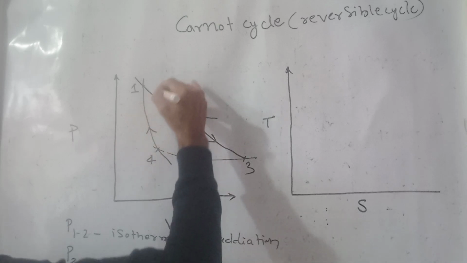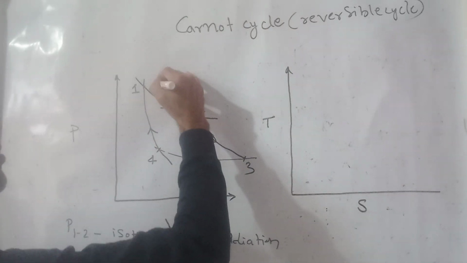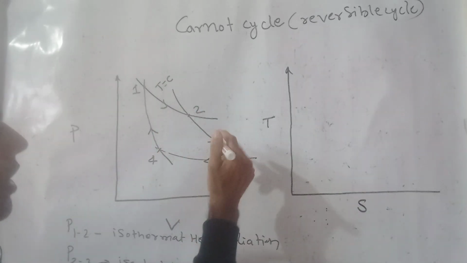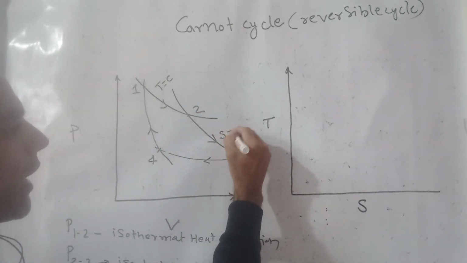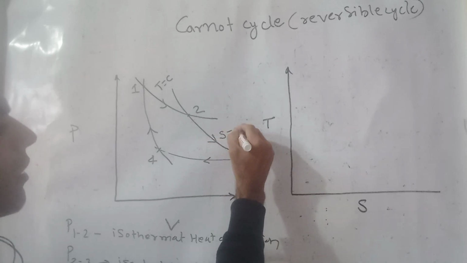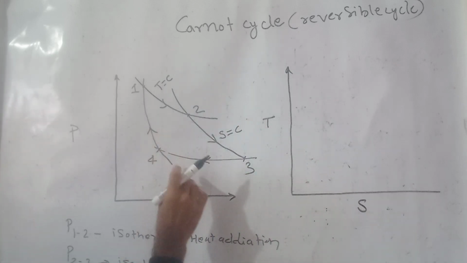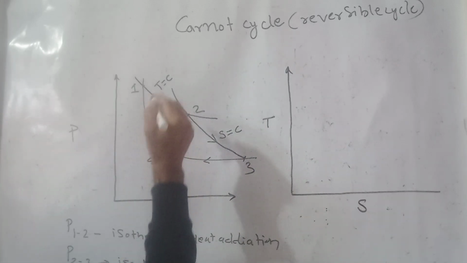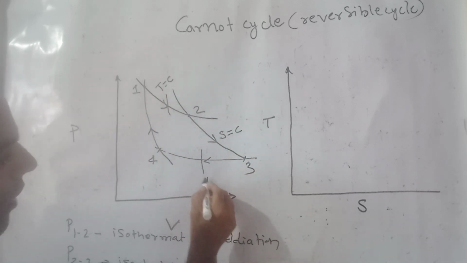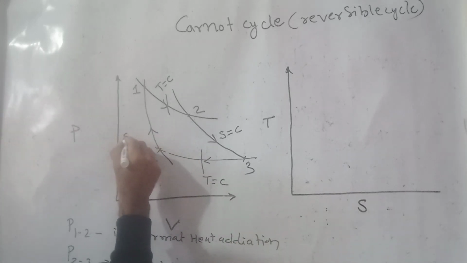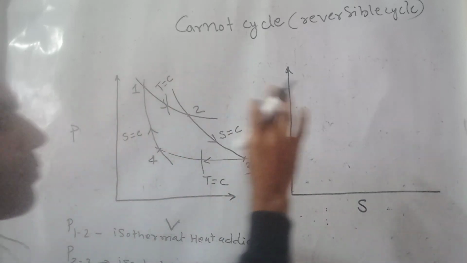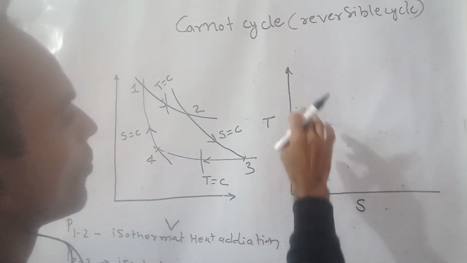So here guys, since it is an isothermal process, the temperature remains constant. Since process 2 to 3 is the isentropic process, the entropy remains constant. And process 3 to 4 again is the heat rejection process, so again this is an isothermal process. And process 4 to 1 is isentropic, so entropy remains constant. All these processes can be represented on the TS diagram.